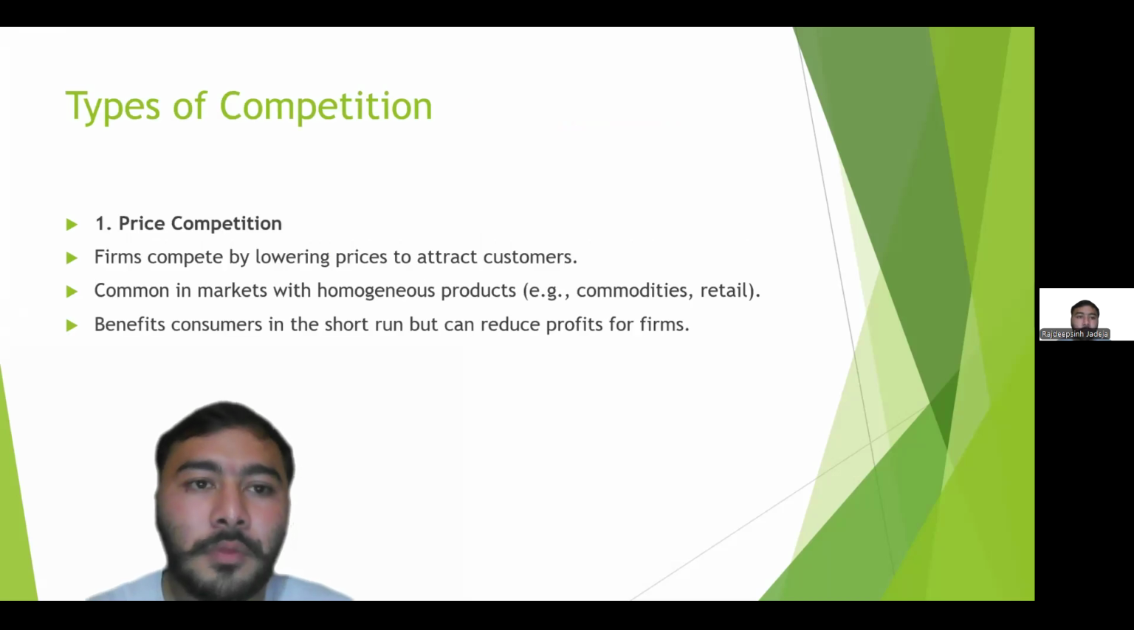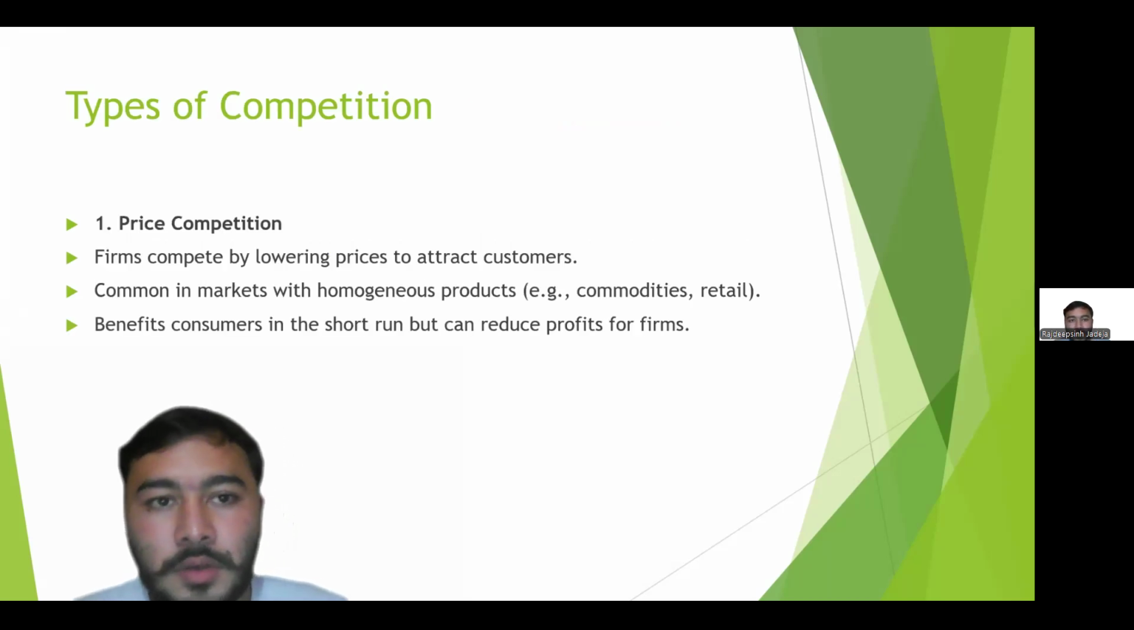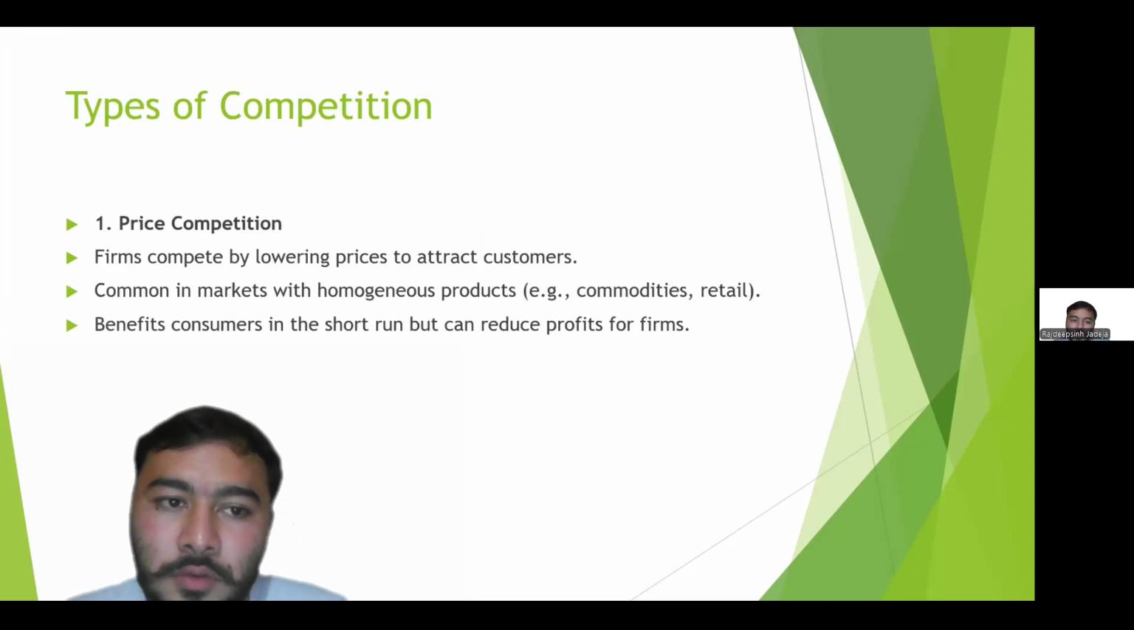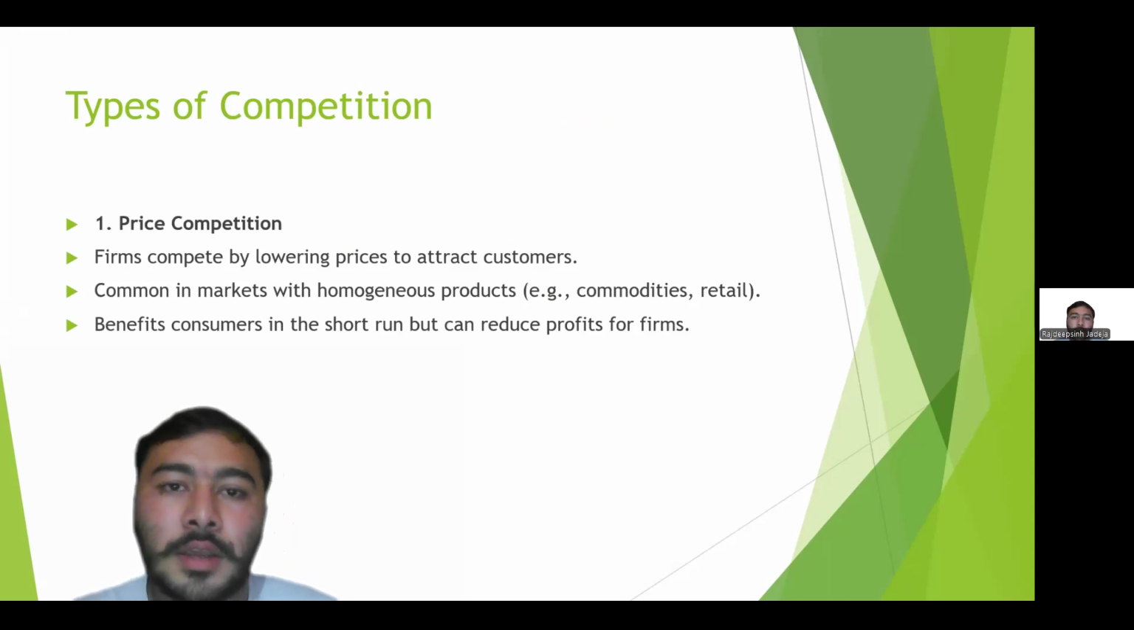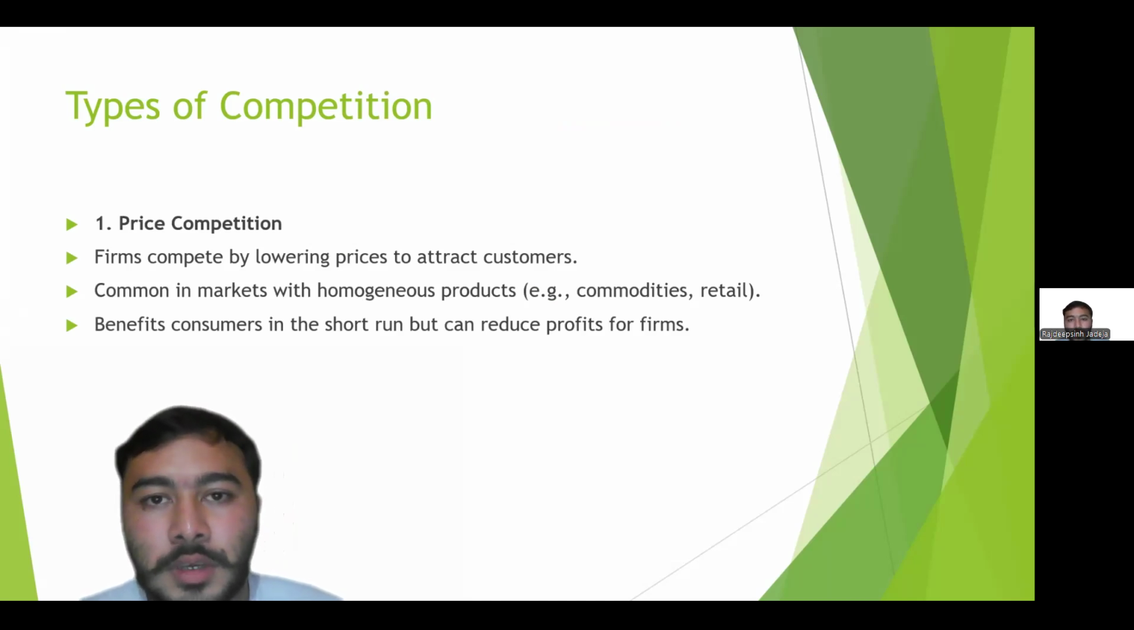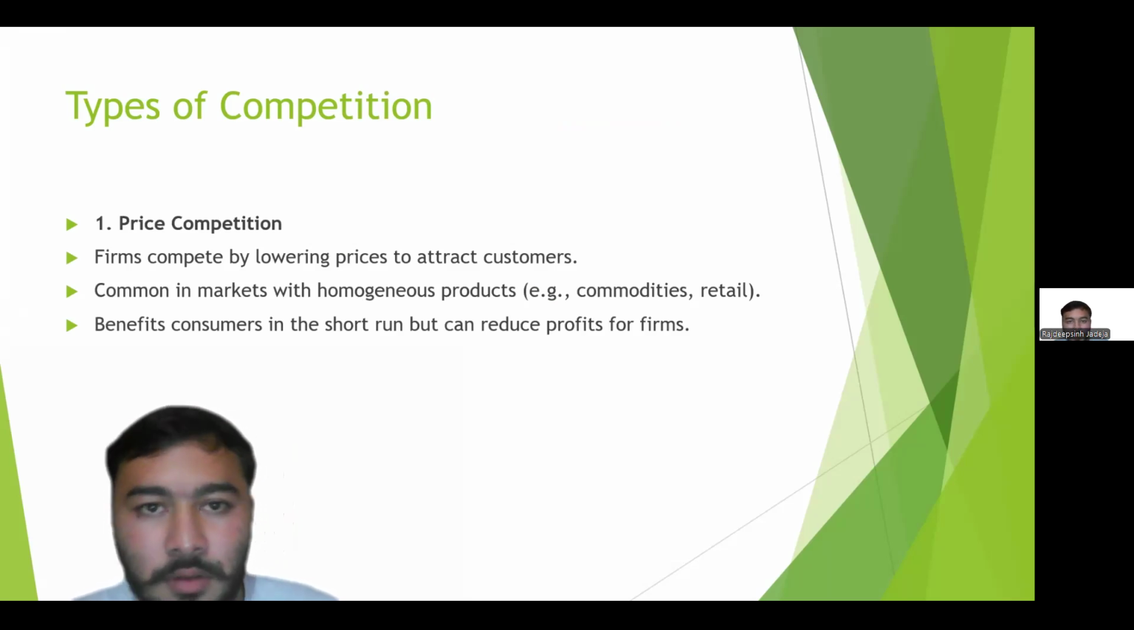Now, types of competition. Competition can be based on price. It can be based on the value of a product. It can vary according to location and geographies as well. First, competition based on price, that is price competition. Price competition means firms compete by lowering prices to attract customers, of course.